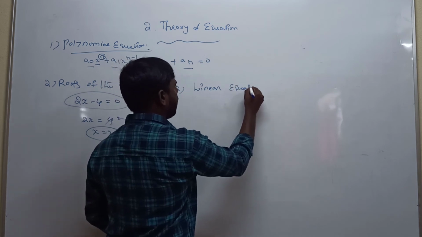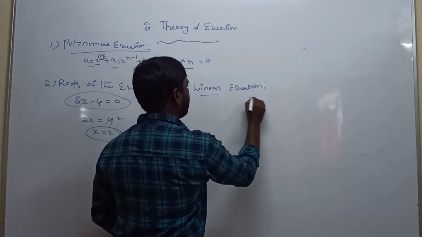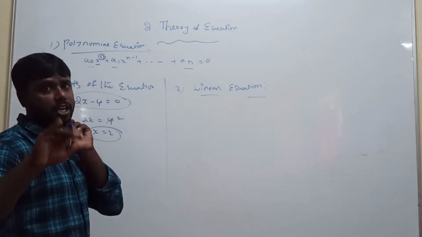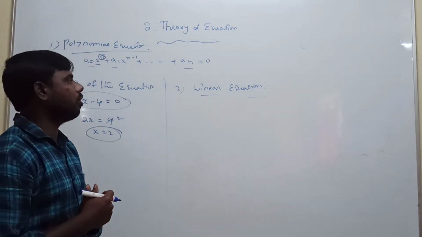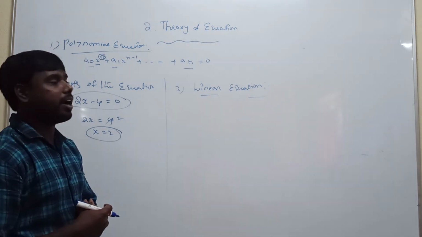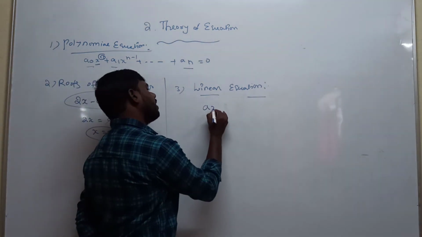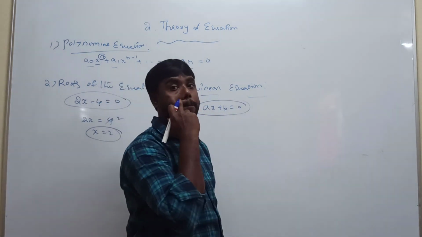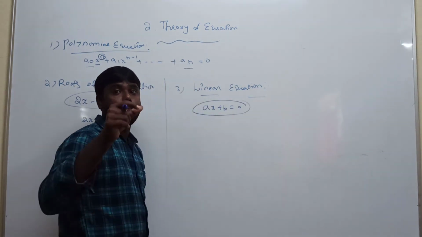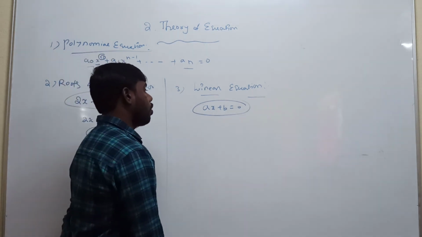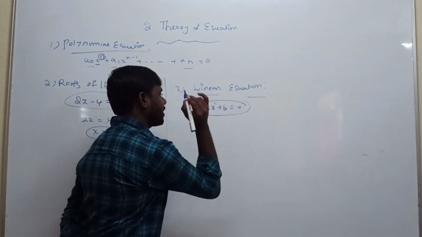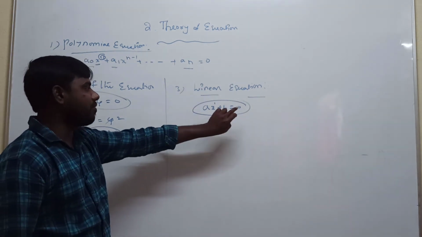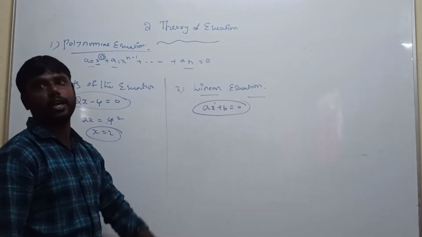A polynomial equation of degree 1 is called a linear equation. The standard form of a linear equation is ax + b = 0. This is nothing but a polynomial equation of degree 1 in the variable x, and it is called a linear equation.